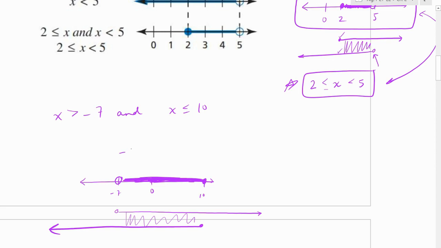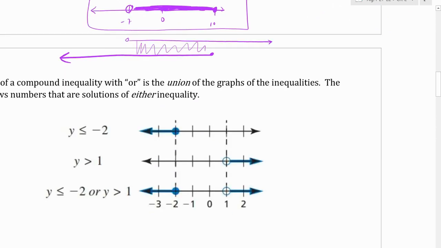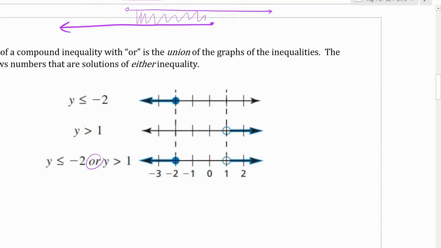So I'm going to say negative 7, 10. There's all the numbers that work. I'm reading it left to right like a sentence. Negative 7 is less than x, and x is less than or equal to 10. These have to turn like less thans. Don't include the negative 7. Do include the 10. Okay? All right. Now, if you use the word or, that's different because you're doing a union of the two graphs.